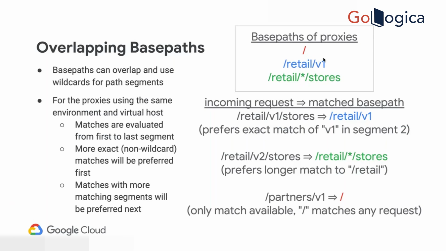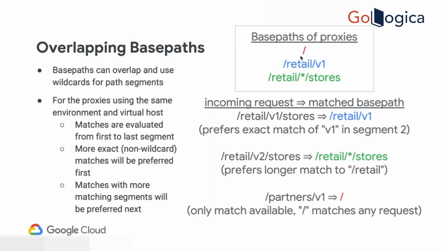So here it will go to v1, the blue color one. If retail v2 stores, or v3 stores, v4 stores, whatever comes, then it will all go to the green one, because if an exact match is not possible, the next preference is wild card match.